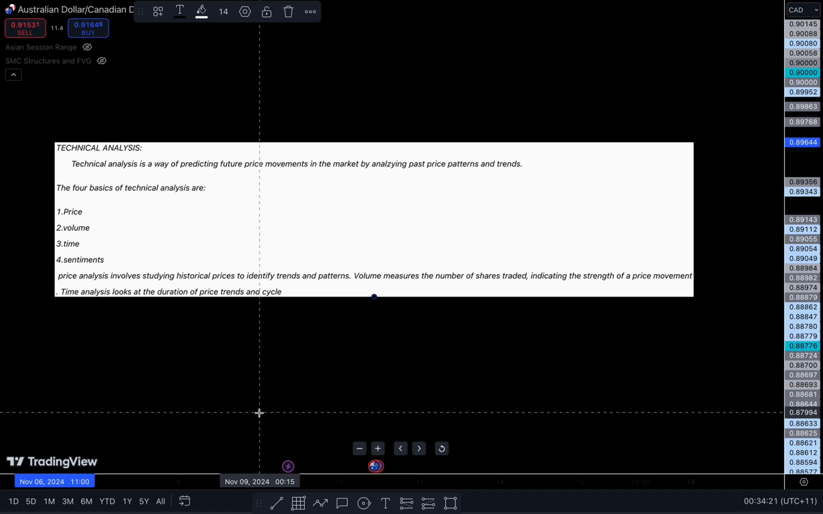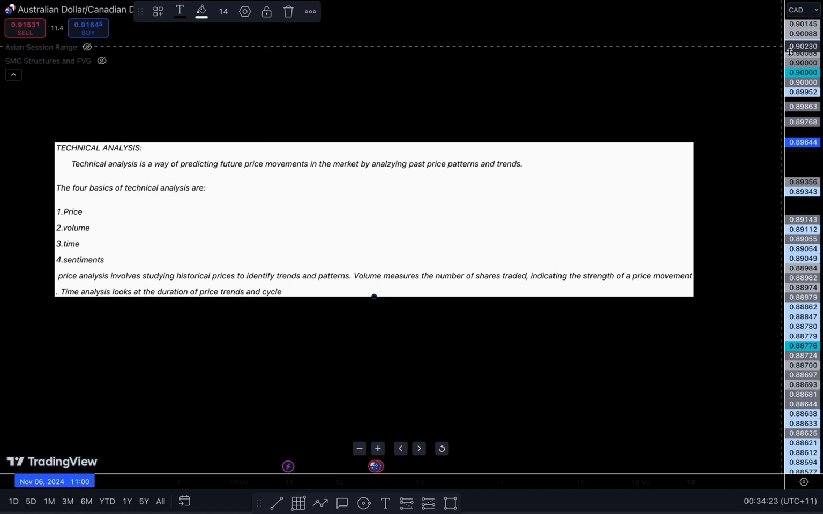So price basically, if you look at this part of the screen, this is price. This is the AUD to dollar chart price. So it basically involves this price. I think the current price action should be around here, 0.89644. So that's price. One thing to consider. The other one is volume.